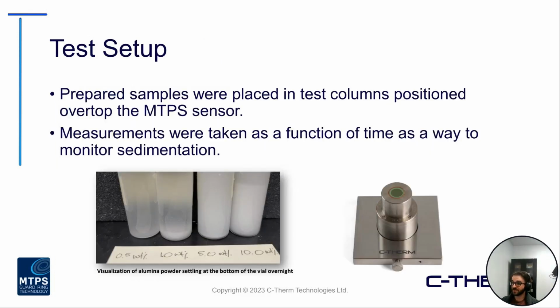So essentially what we did was take the MTPS sensor and position these test columns on top of it that were filled with these various mixtures. Here we can see what the settling looked like at the end of the measurements. As that settling process has fully occurred, you see that the alumina powder is, of course, settling out towards the bottom side there.